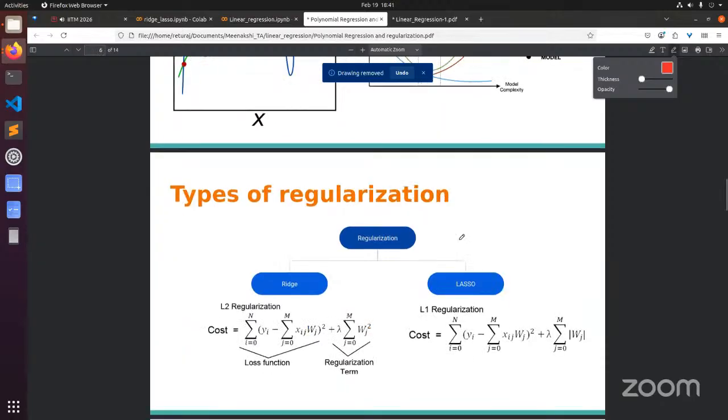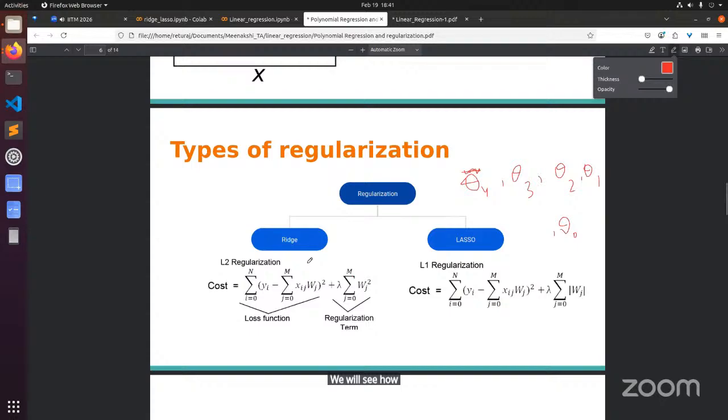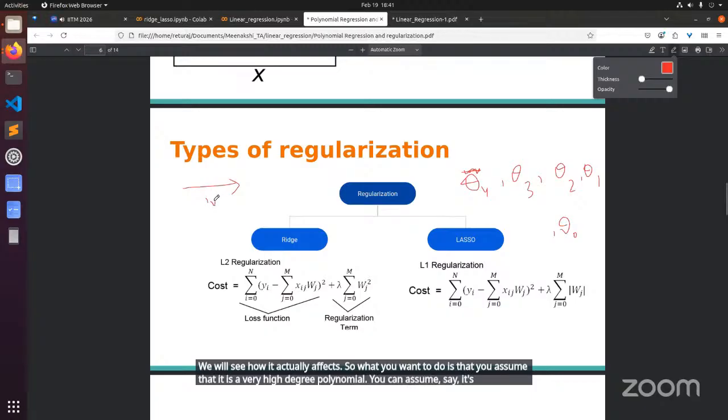Here the weights of the model are this theta vector, right? If it's a 4 degree polynomial, you will have theta 4, theta 3, theta 2, theta 1, and theta naught. So all these different thetas are there, right? You want to control the weights of these parameters, control the value or the size of the value of these parameters. We will see how it actually affects. So what you want to do is assume that it is a very high degree polynomial. You can assume, say, it's a 10-degree polynomial.